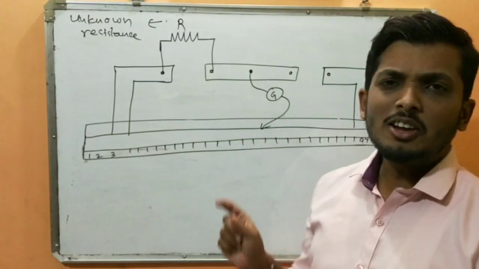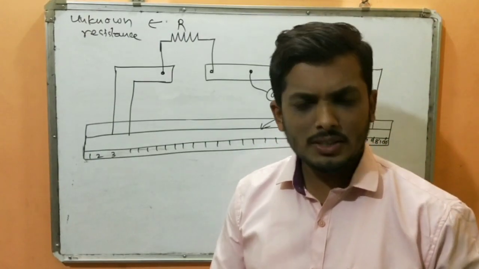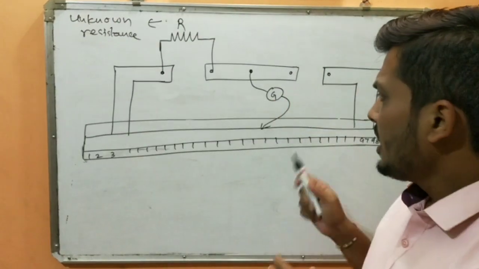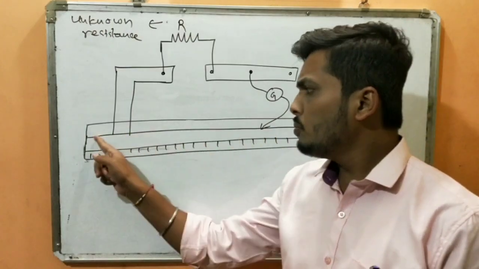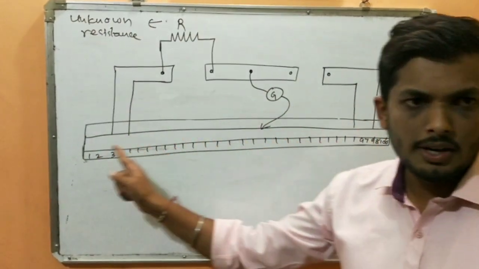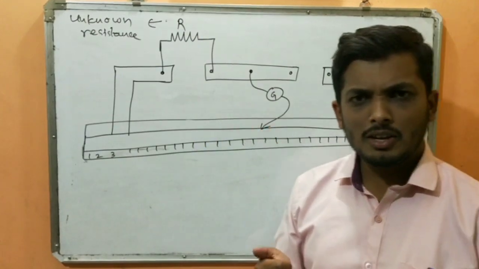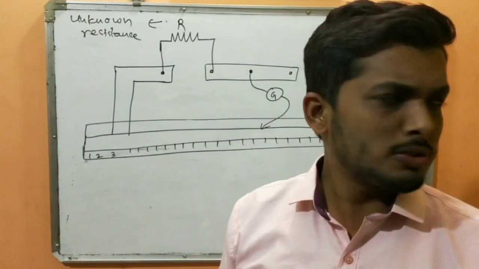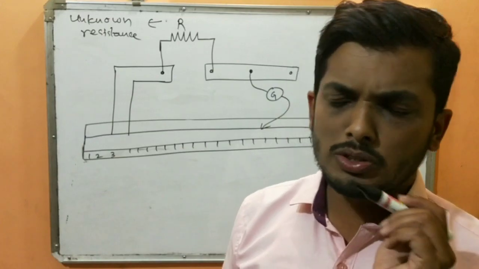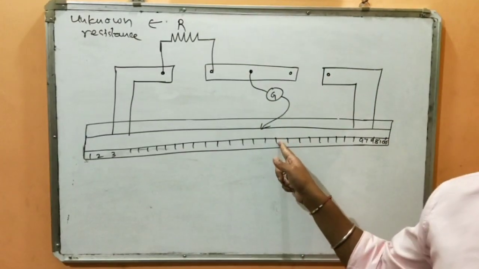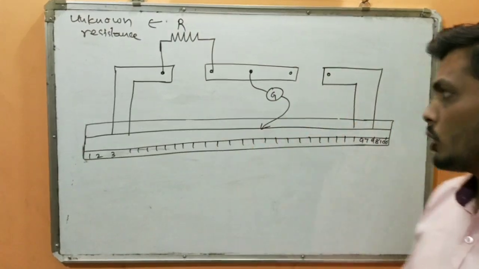Sliding contact is just a wire having a knife-like edge, and it is free to move across this wire. It is basically like a tester. Tester, you know, right? You take a tester and plug it into the switchboard, so you just see whether the current is flowing or not. So it's the same thing, a sliding contact, or we call it a jockey.